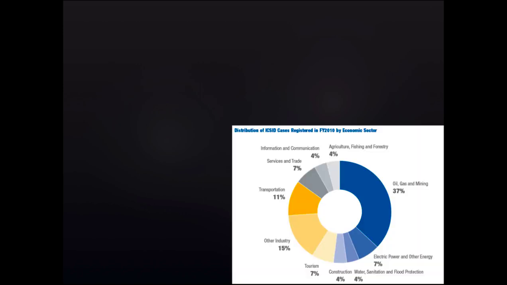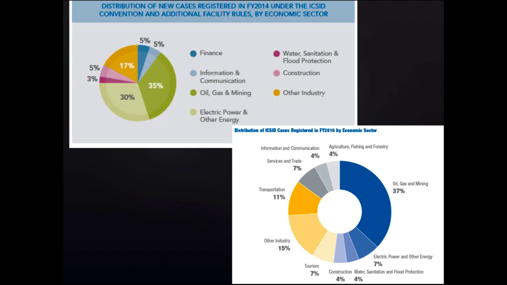What about sectors? Well, this has been changing across the years. So, for example, in 2010, many of the cases had to do with oil, gas, and mining. So these were the renegotiation of oil and gas contracts after the spike in oil prices of 2009. But then in 2014, things started to change. Oil and gas is still an important sector, but then electricity, power, and other types of energy increased.